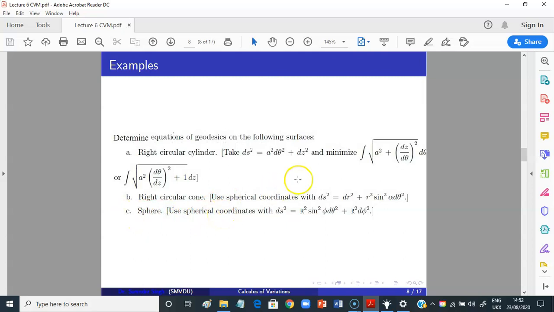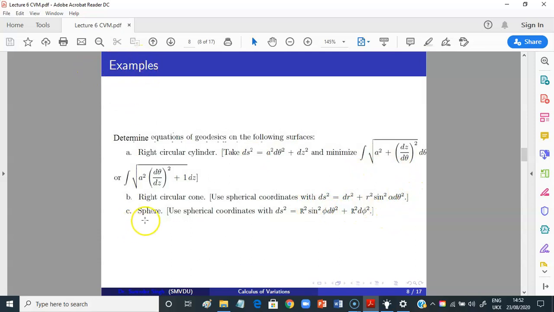So in every case, you are given some hint that in case of a right circular cylinder, the arc length is given by this formula, and in a right circular cone, the arc length is given by this formula, and in case of a sphere, the arc length is given by this formula. So in every case, these equations have certain descriptions.